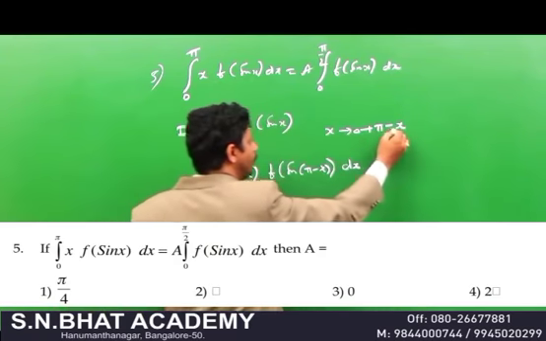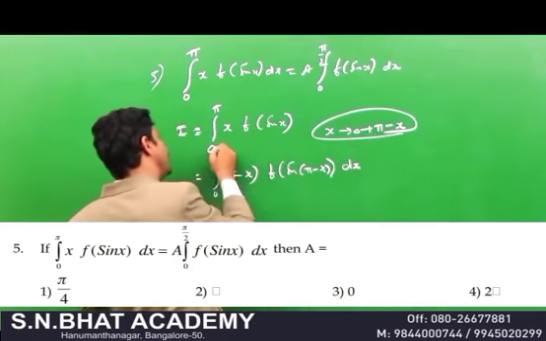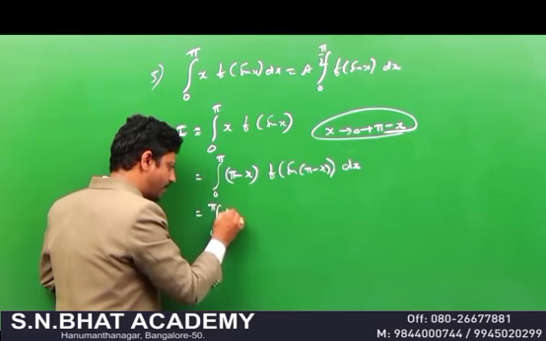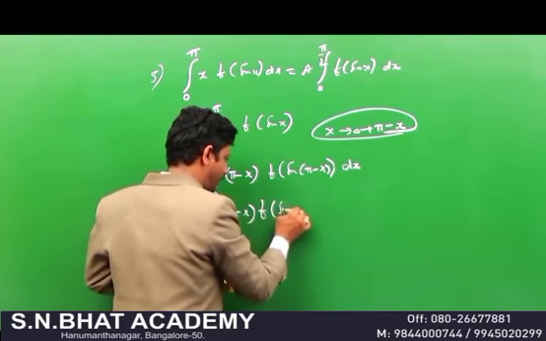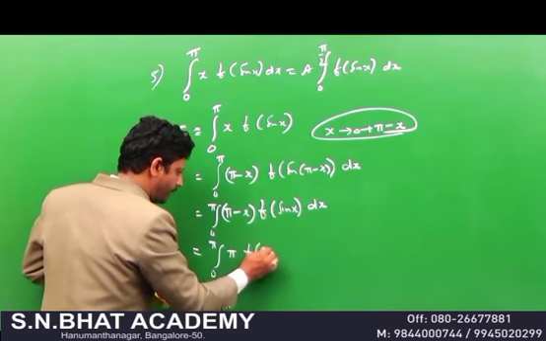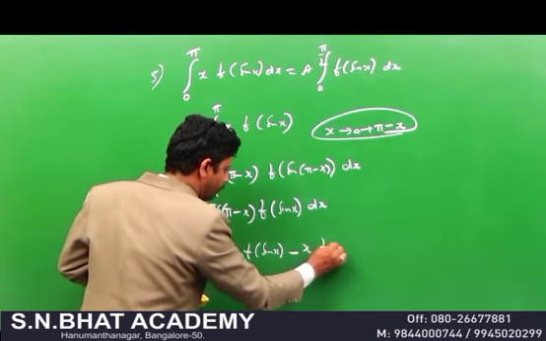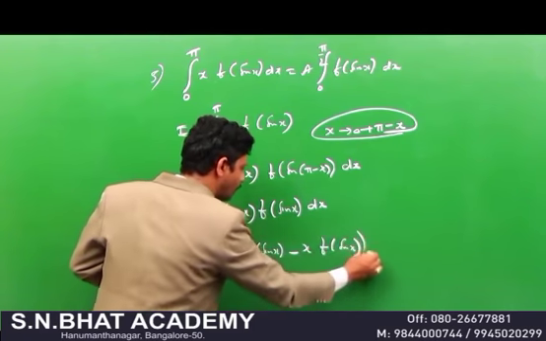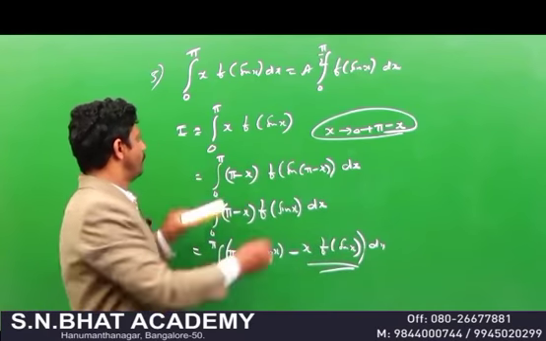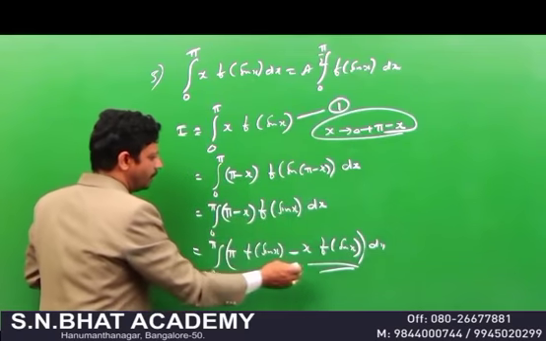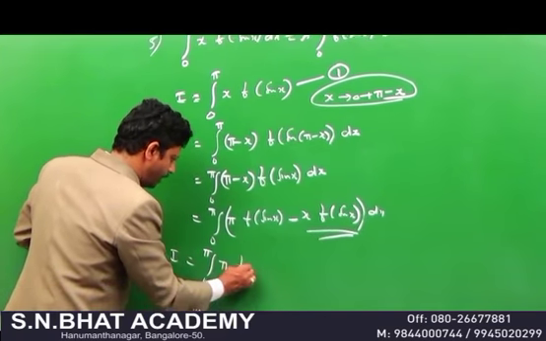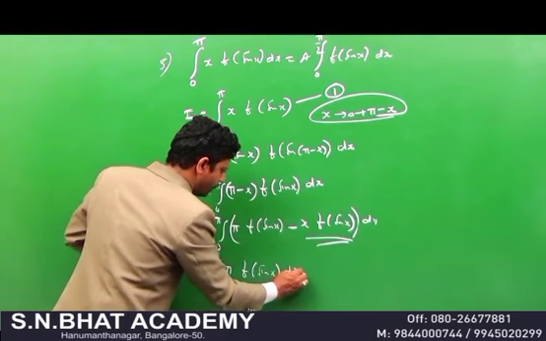So x can be replaced by 0 plus pi minus x, that means pi minus x. But sine of pi minus x is sine x. Now multiplying, we get pi f of sine x minus x f of sine x. Now this integral is nothing but I. So 0 to pi of x f of sin x is I from equation 1. Suppose we call this as equation 1. From that equation, this can be replaced by I. Therefore, I is equal to integral 0 to pi of pi times f of sin x dx minus I.